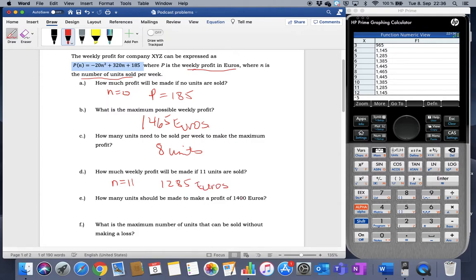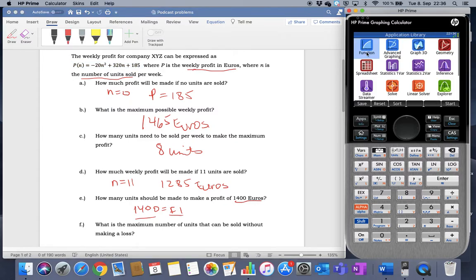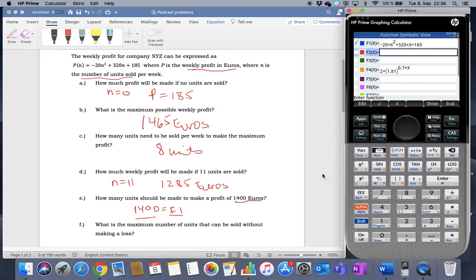How many units should be made to make a profit of 1400? Okay, so this is a little bit trickier because if we go to our table, 1400 isn't exactly there, right? So let's do this as an intersection. Because what we're really asking is if I replace P with 1400, what is my N going to be in F1? So if I look where these two things are equal and I put 1400 in F2, I can get my answer. So let's go to the function, and in F2, let's put in 1400. Enter, and then let's plot that.